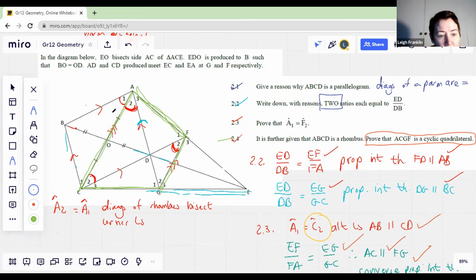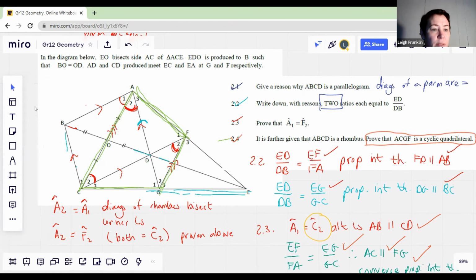All right, so now A2 equals F2. The reason: we've already proven that, so we can say proven in 2.3 or proven above, or we could say both equal C2, or if you want to, you can say proven above, because we did do that in 2.3. Right. So therefore, we're nearly at the end now.